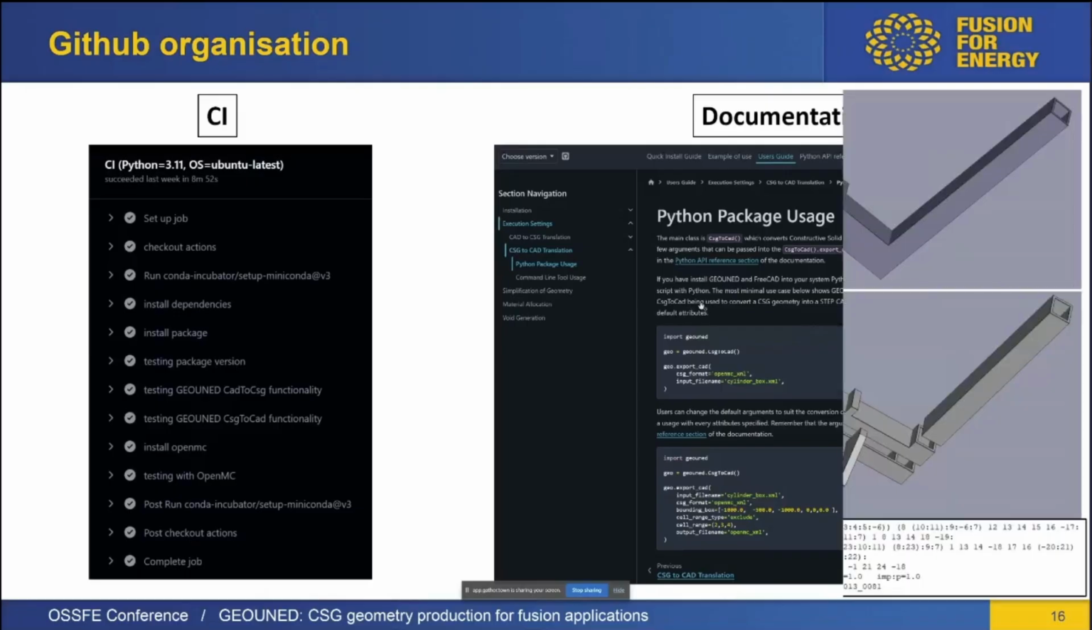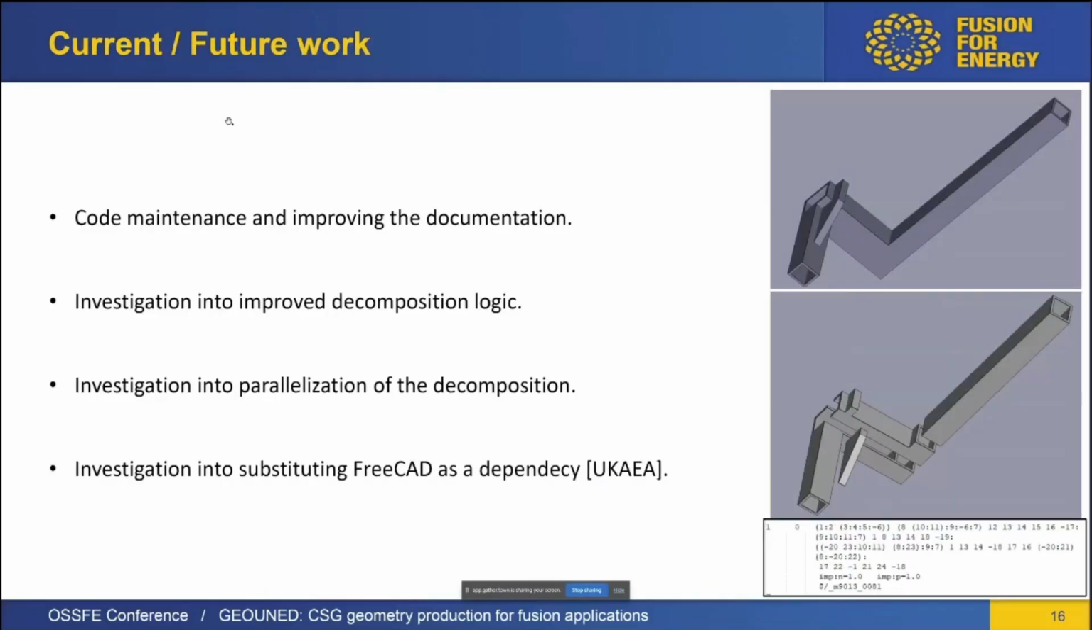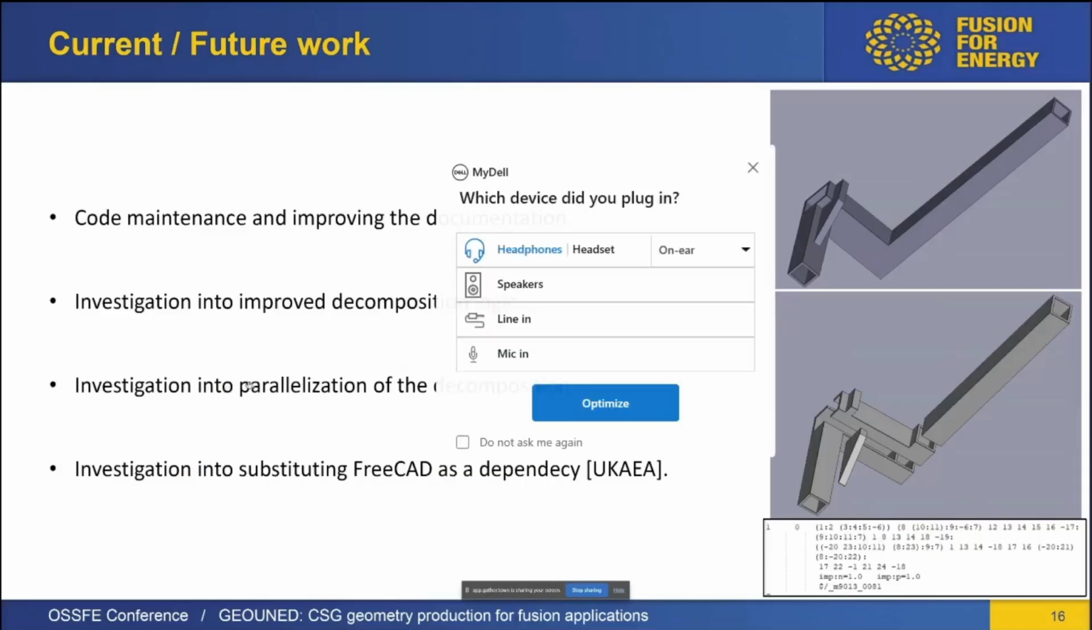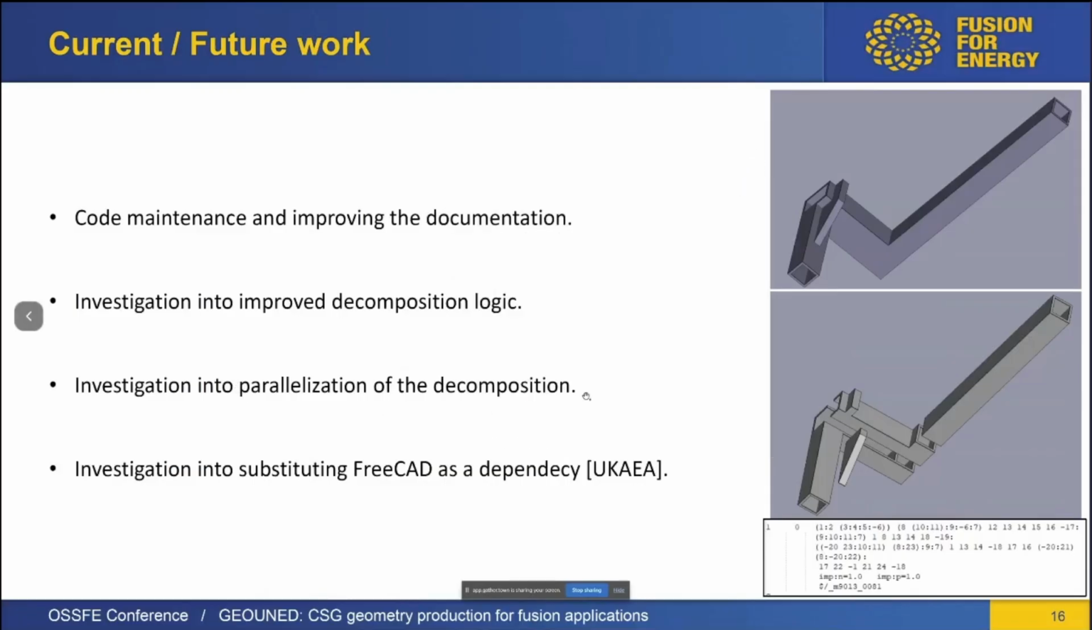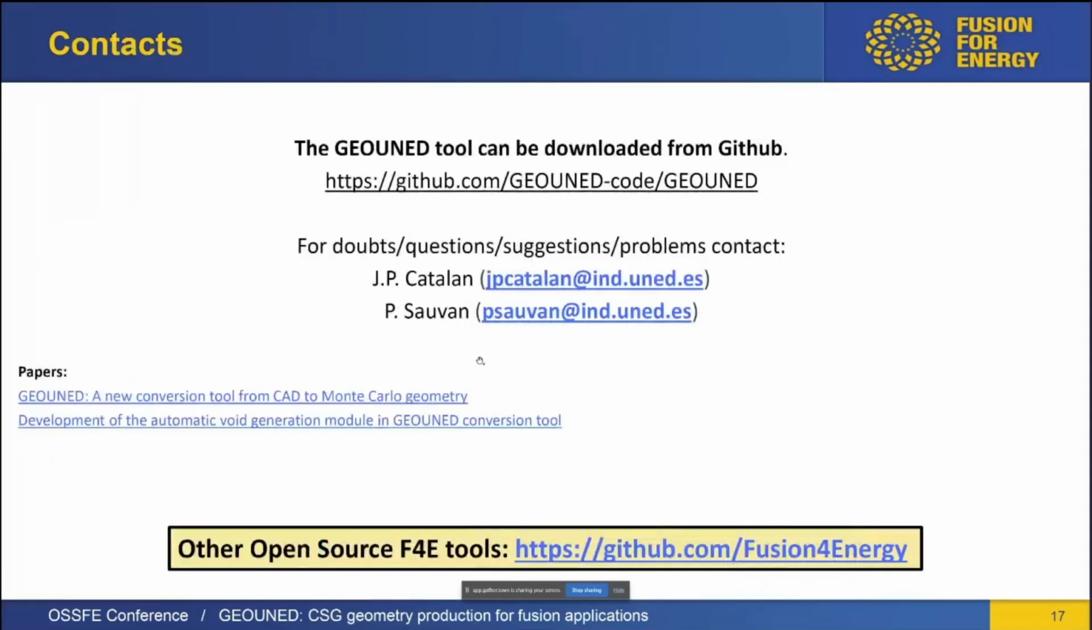And then current or future work is that we are working a lot on maintenance and improving the documentation. We're trying to significantly improve the decomposition logic, because at the moment it works like throwing solids into a blender and then trying to piece together these parts. Of course, we're also working on the parallelization of this decomposition, because each solid can be done by a specific thread. And our colleagues at the UK are also investigating substituting FreeCAD, because it's a very heavy dependency, with maybe lighter, faster tools.